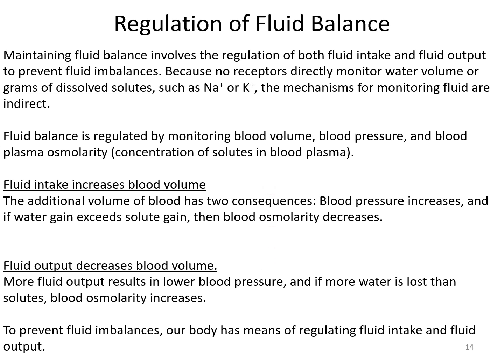On the other side of that, when we have increased fluid output, that's going to decrease blood volume. So more fluid output results in lower blood volume, and therefore lower blood pressure. And if we're losing more water than solute, then we're basically concentrating the blood. That means our blood osmolarity is going to go up, or increase. So to prevent these imbalances from taking place, our body has to have a way of regulating the amount of fluid intake and fluid output.